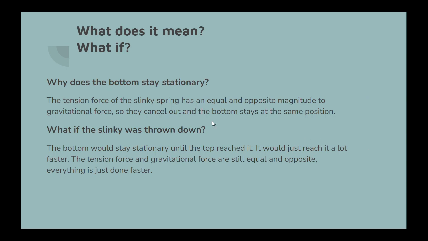What if the slinky was thrown down instead of dropped? The same thing would happen, it would just happen a lot faster. The bottom would stay stationary until the top reached it. It would just reach it a lot faster, because the tension force and the gravitational force are still equal and opposite. It's just being done faster.